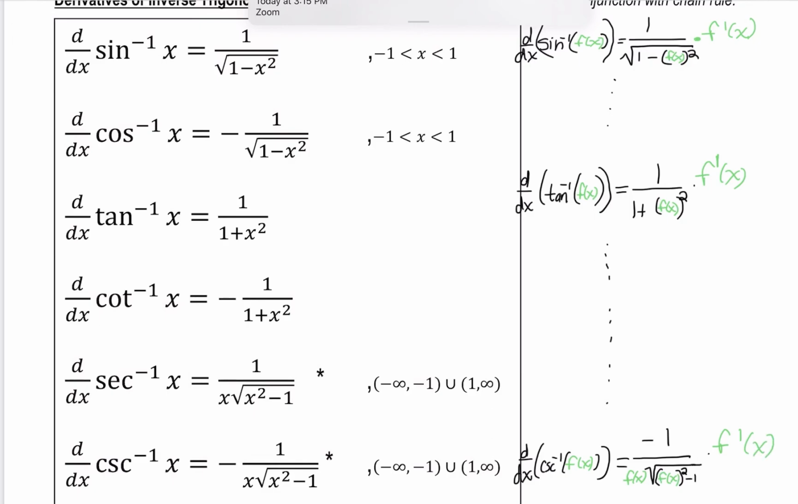All right, so those are a few. They all kind of look the same at some point there. So taking a look back, notice that the cofunctions are just the negative, so the derivative of cosine inverse is just the opposite of that of sine inverse, so just an observation. So we'll come back next time, we'll actually look at some examples of these.